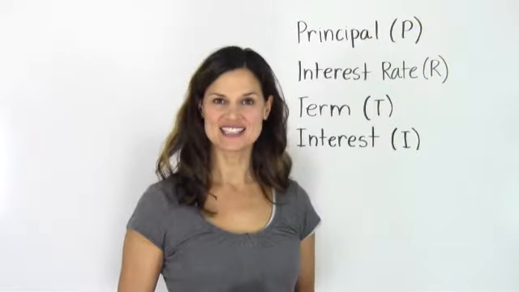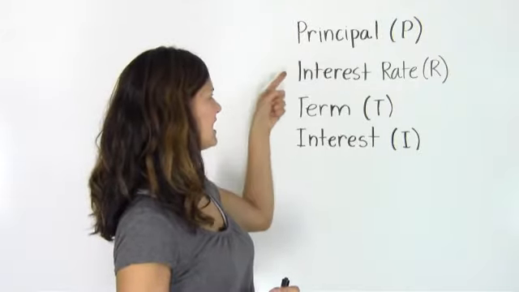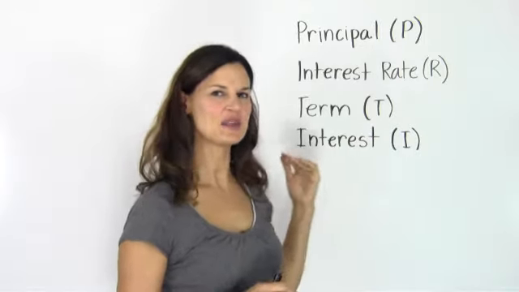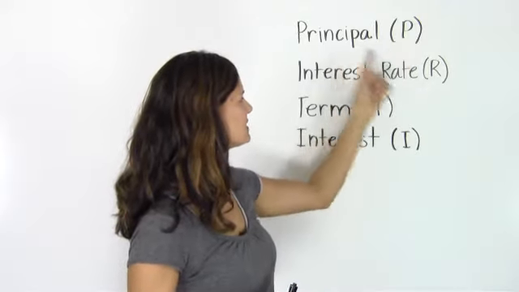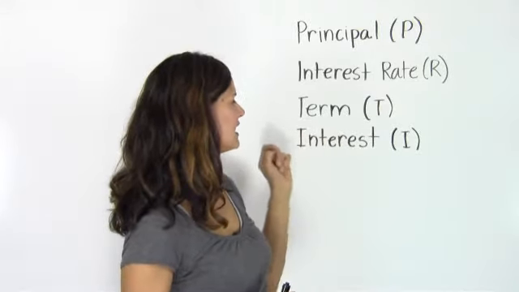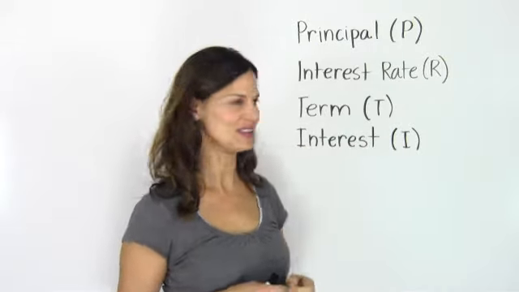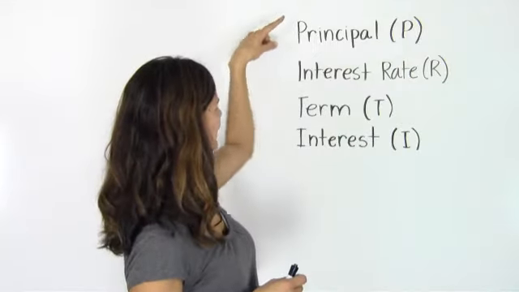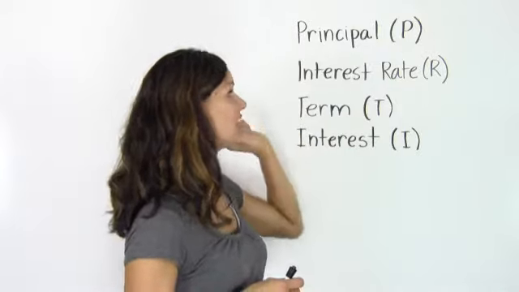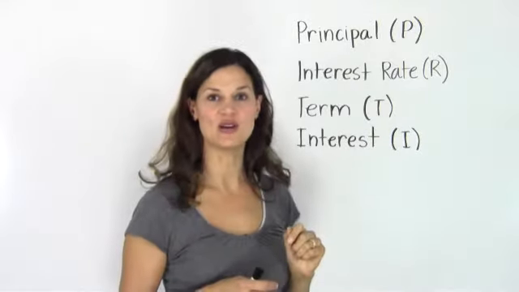There are 4 parts to the equation to calculate interest: principal, interest rate, term, and interest. And in our different formulas, you'll see these using a P for principal, R for interest rate, T for term, and I for interest. With all of this information, you can also calculate the total amount of the loan. So let's take a look at these one by one. First off, the principal. The principal is the original amount loaned.